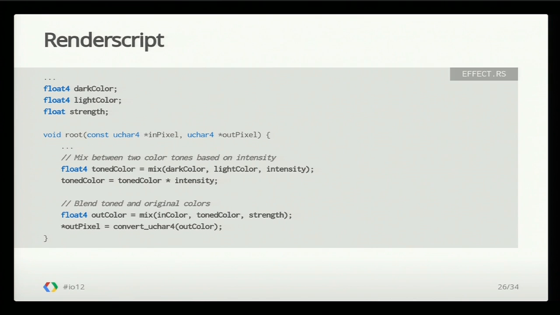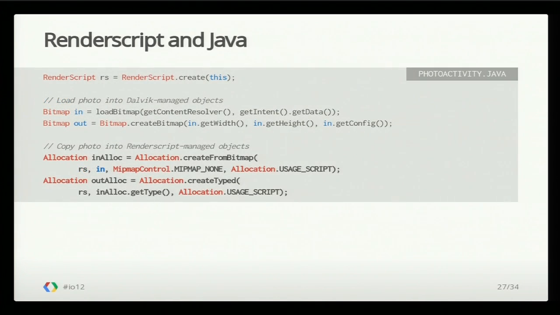And we'll use strength as our value. So if our strength is 0, we're just going to use the original input untouched. And if it's 1, we'll use completely the toned color. And we're going to convert that back into uchar4, and that's our return value from this method. So this is all in C. So let's jump over to Java and hook this up.